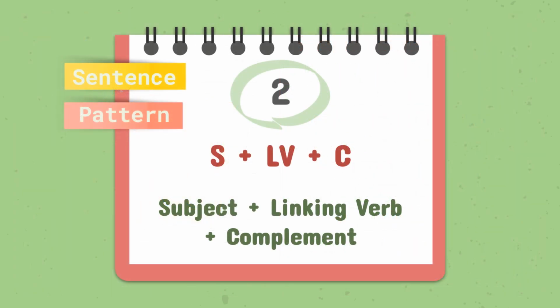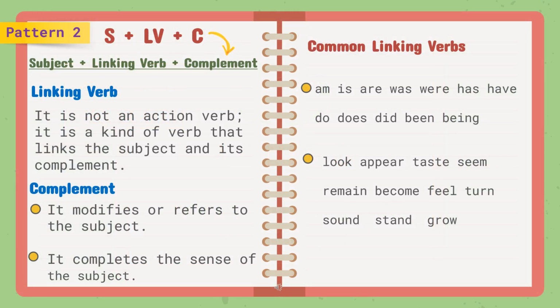Sentence pattern number 2 is the SLVC pattern, where S stands for subject, LV stands for linking verb, and C stands for complement. To understand what is SLVC pattern, we need to discuss what are the linking verb and the complement. A linking verb is not an action verb, it is a kind of verb that links the subject and its complement. On the other hand, a complement modifies or refers to the subject. It completes the sense of the subject. Here are the most common linking verbs: am, is, was, were, has, look, appear, and so on.